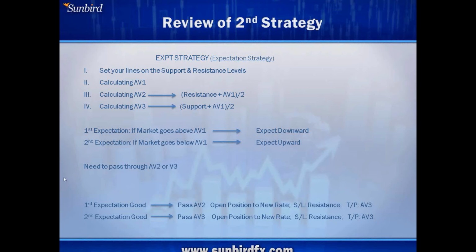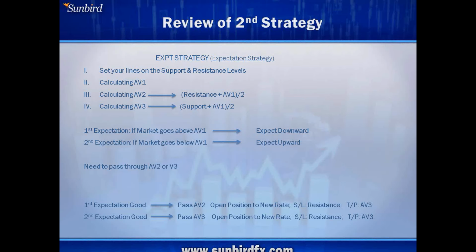This is just a review. Second expectation is if the market goes below average 1, expect an upward trend. Expect it to go back up. So it needs to pass through average 3, as you can see here. Once it passes through average 3, get ready to open a position.